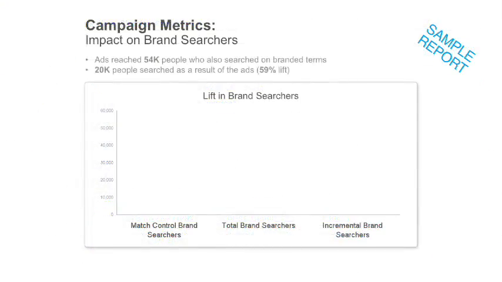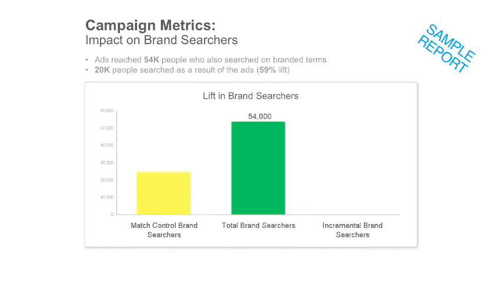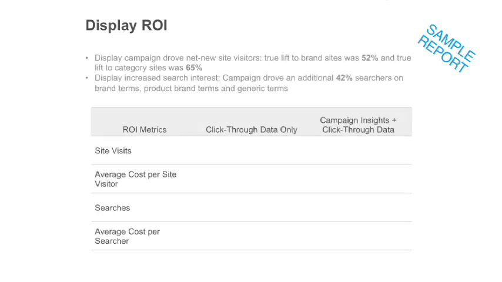This example page from a Campaign Insights report shows the impact of your ads in driving incremental brand searchers. The middle bar captures all of the exposed users who searched on your brand term. The left bar shows the number of matched control users who didn't see your ad but searched anyway because of other campaigns, brand loyalty, or other factors. We subtract this amount from the total and are left with the bar on the right, which represents the incremental impact of your campaign.